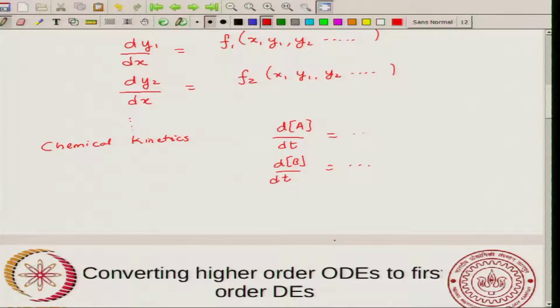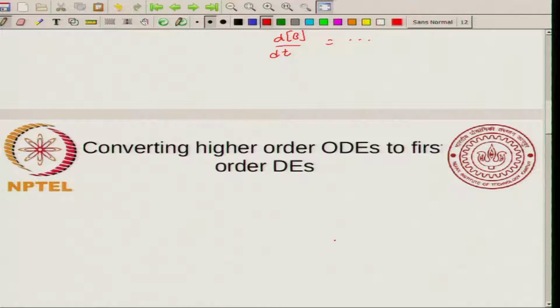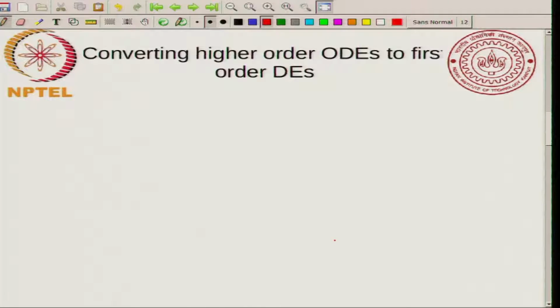Before that, I will just mention one thing: you can convert a higher order differential equation to a system of first order differential equations. For example, suppose you have a differential equation d square y by dx square is equal to, let us say, f of x, y, and y prime. It is some function of x, y and y prime. This is a second derivative, it is some function of x, y and the first derivative of y. So, y prime is dy by dx.